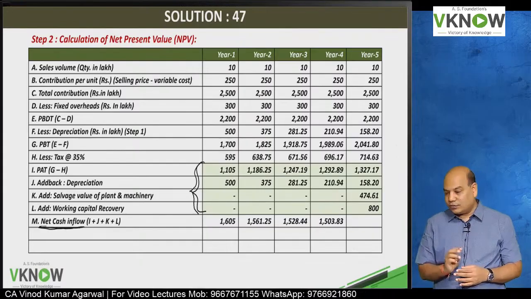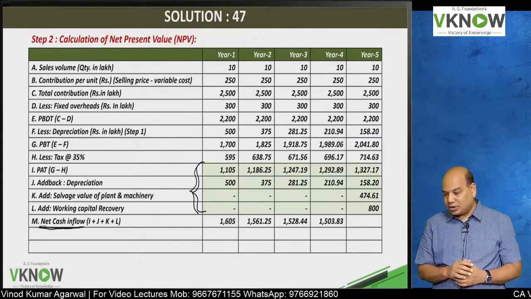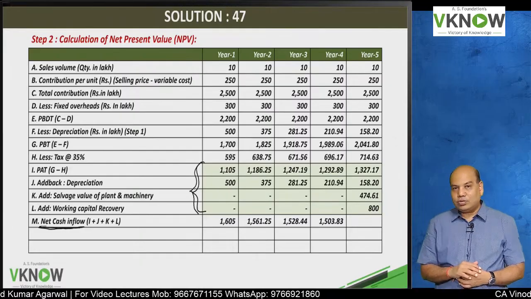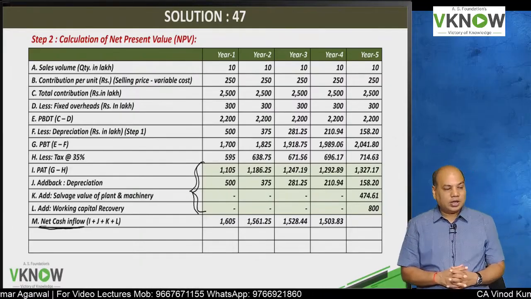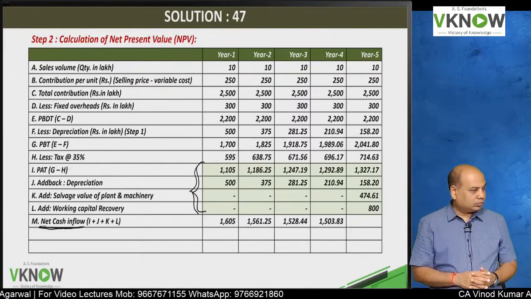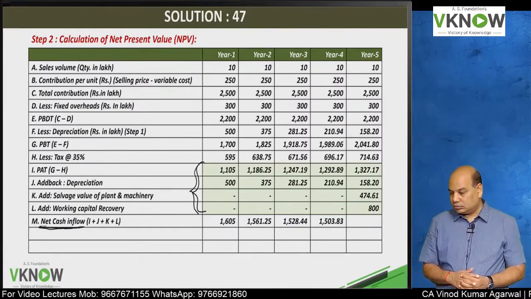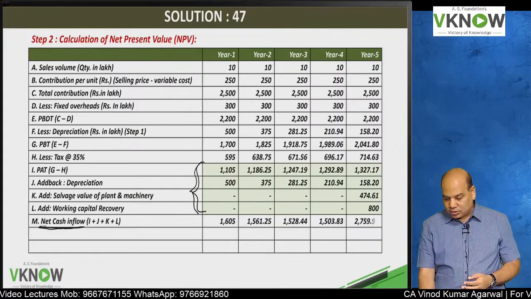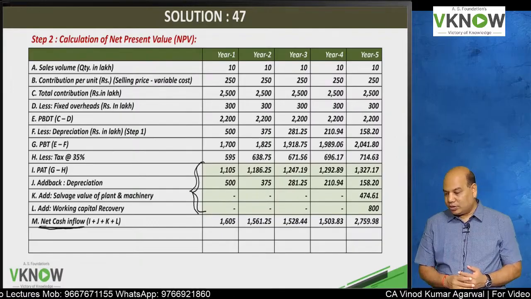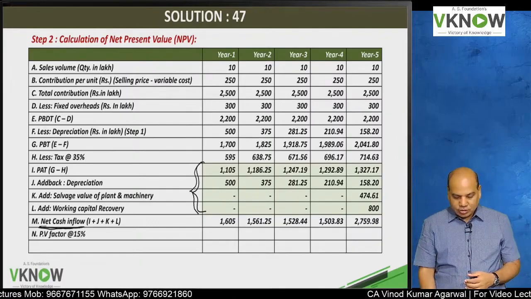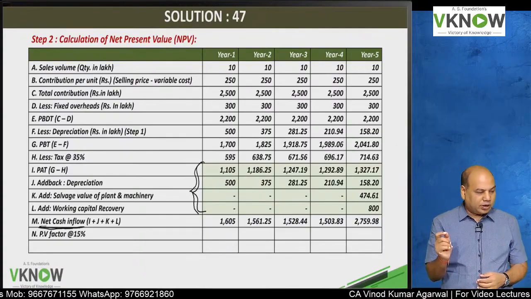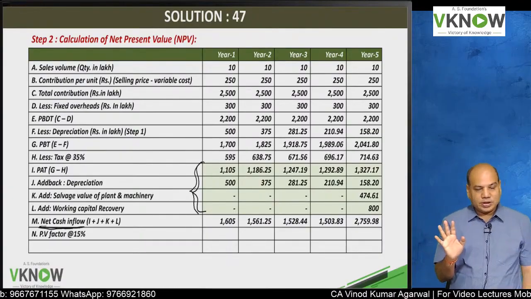You have to add last 4 numbers. PAT, depreciation, salvage value and working capital recovery. Yes, please reply. One student has replied 2759.98. Now write down PV factor at 15%, not 12%.